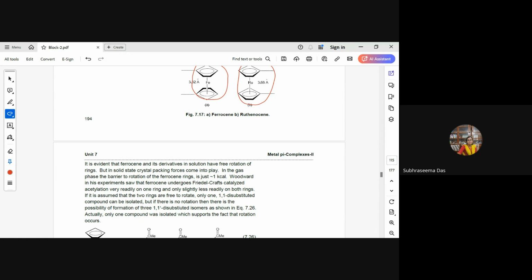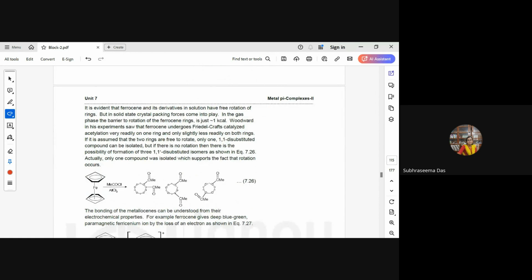Ferrocene and its derivatives have freely rotating rings. Particularly for ferrocene, they have free rotation of the rings, but when we consider the solid state, the crystal packing comes into play. In the gas phase, the barrier to rotation of the ferrocene rings is very small.